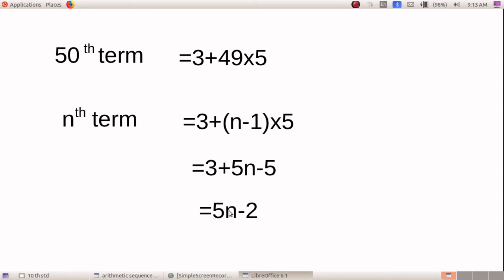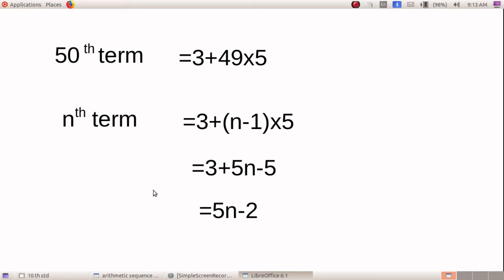This one represents the 50th term, first term, second term, third term. If this is the nth term, it can be the first term. We need only to substitute n by 1. 5 into 1, 5 minus 2 will be 3, which is the first term. Then to get the second term, 2 into 5, 10 minus 2, 8 is the second term. To get the third term, substitute n by 3, 3 into 5, 15 minus 2 will be 13, which is the third term.